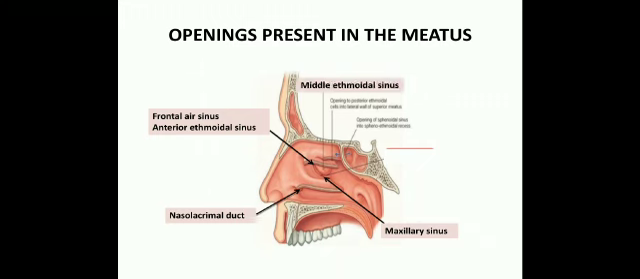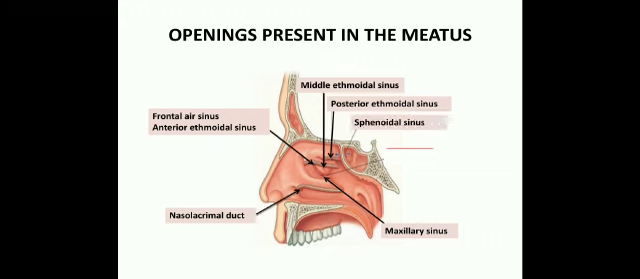And the middle ethmoidal sinus opens into the ethmoidal bulla, and the posterior ethmoidal sinus opens into the superior meatus, which is present beneath the superior concha.